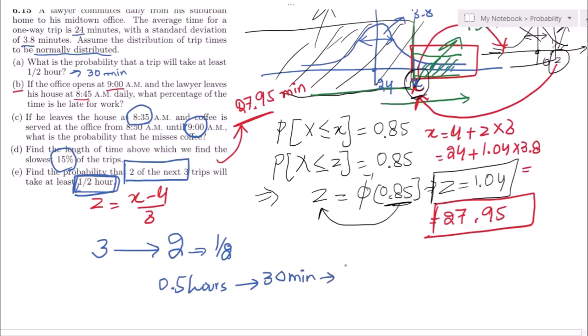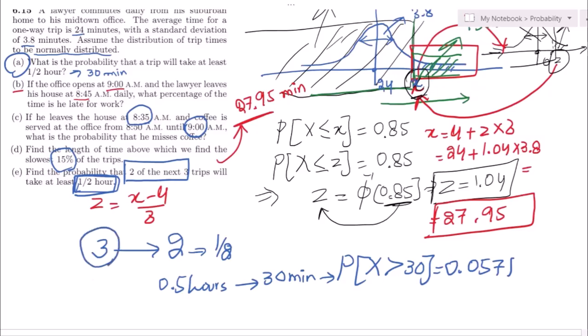Means we have to find the probability that x is greater than 30, which we have already found in our part A. If you remember, it was 0.0571. This is the probability for it. If you have some trials, and out of those trials you have to find the number of trials which have some given probability, then this is basically the problem of the binomial probability.